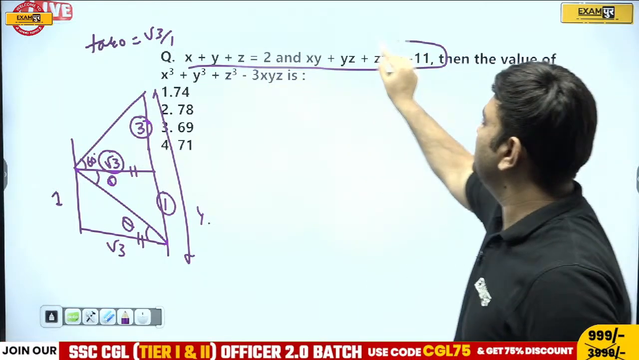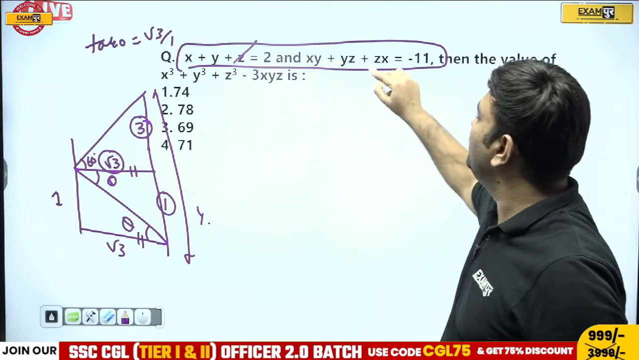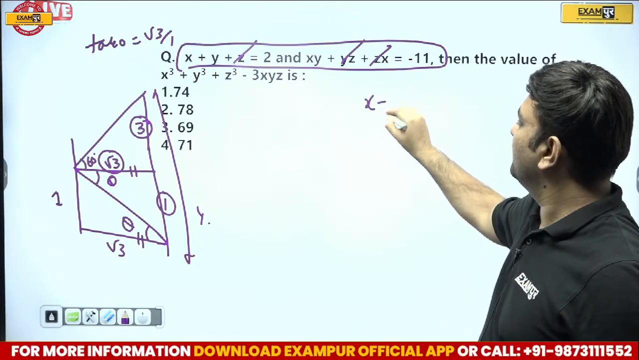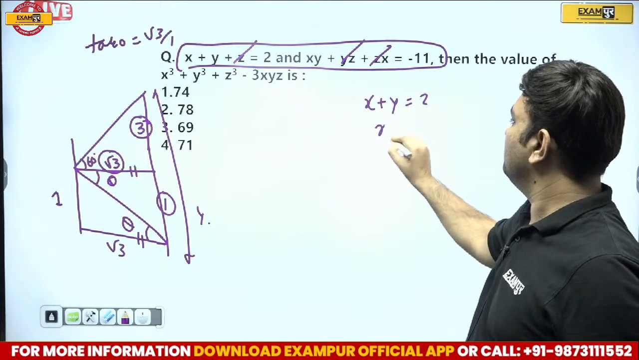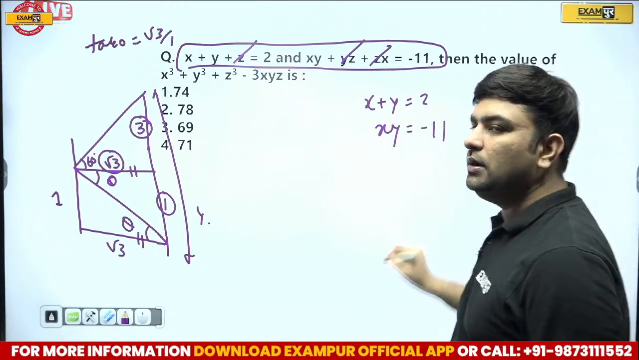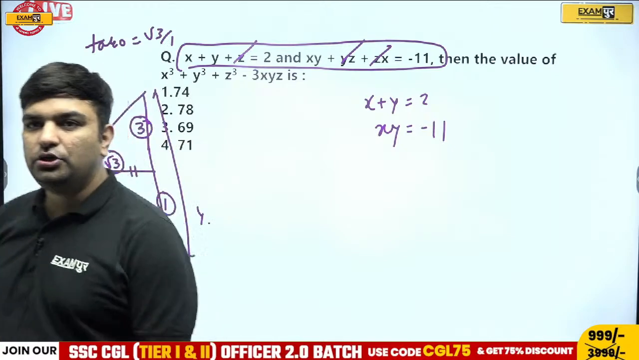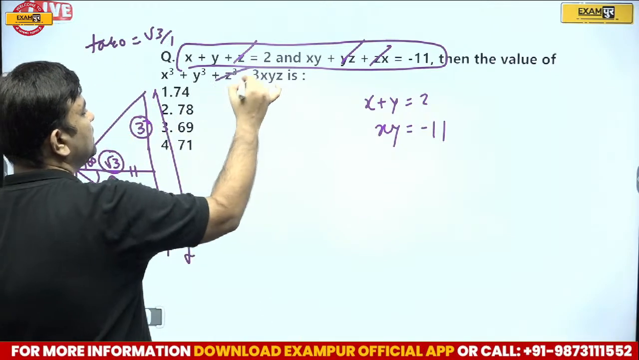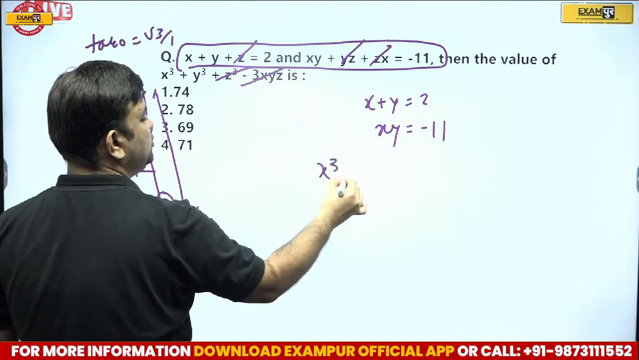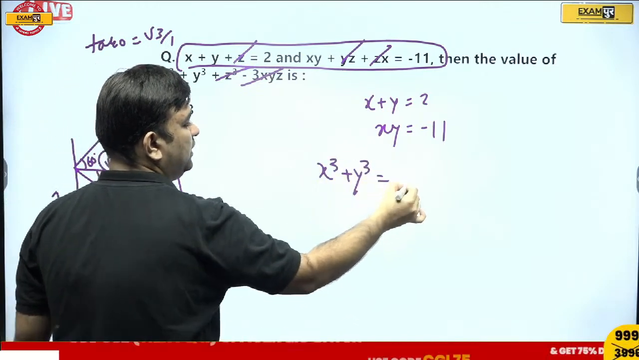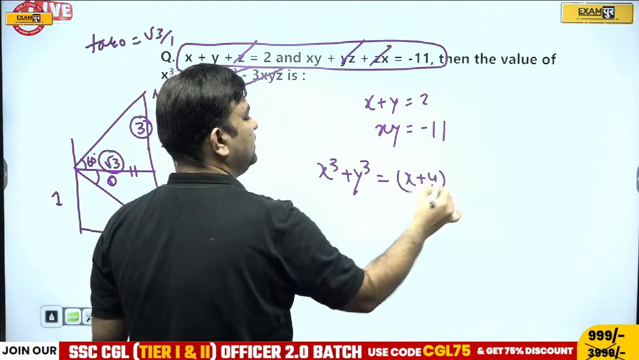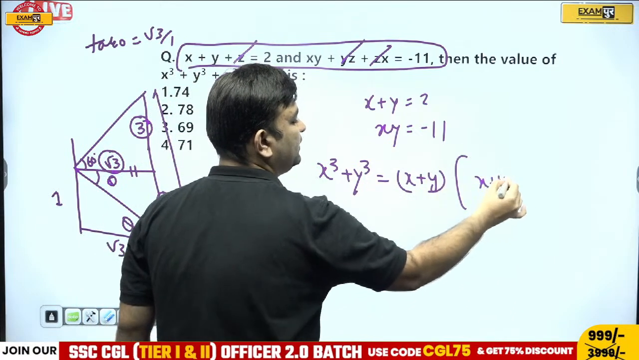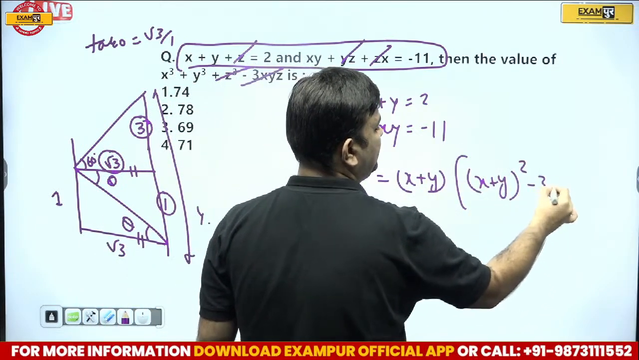Two equations, 3 variables, assume z is equal to 0. Find out x³ plus y³. It is (x plus y) whole square minus 3 times xy.